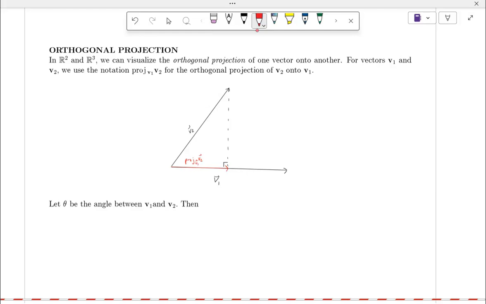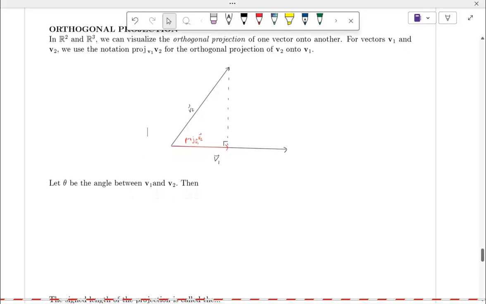So notice that the projection of V2 onto V1 is either in the same direction as V1, or if my vector is pointing this way, it could be in the opposite direction of V1. Okay. Basically, the projection is an idea of how much in the V1 direction does V2 go. Okay. So let's come up with a formula using the Euclidean sense, and then we're going to use this same formula to extend to any inner product space.